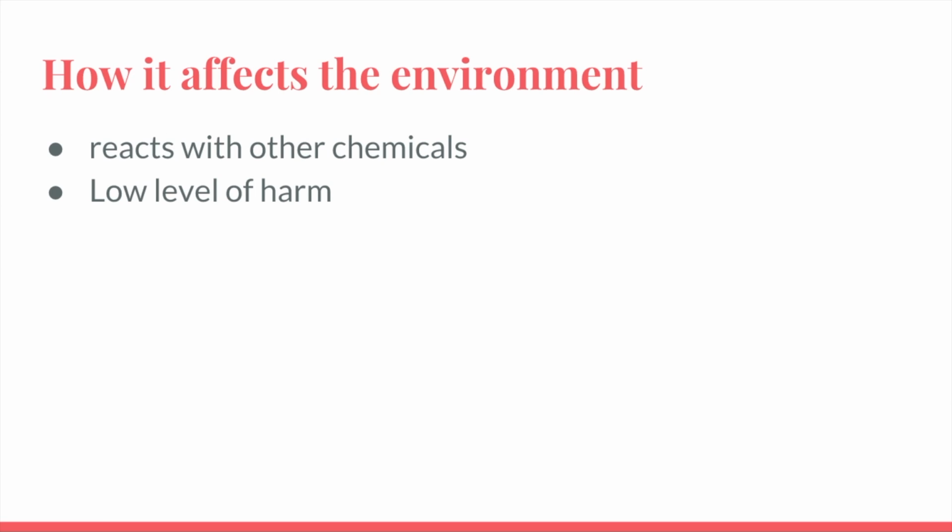How does chlorine affect the environment? Chlorine itself has a very low level of harm. However, when it reacts with other chemicals in the air and in the water, that's when it becomes the most dangerous.